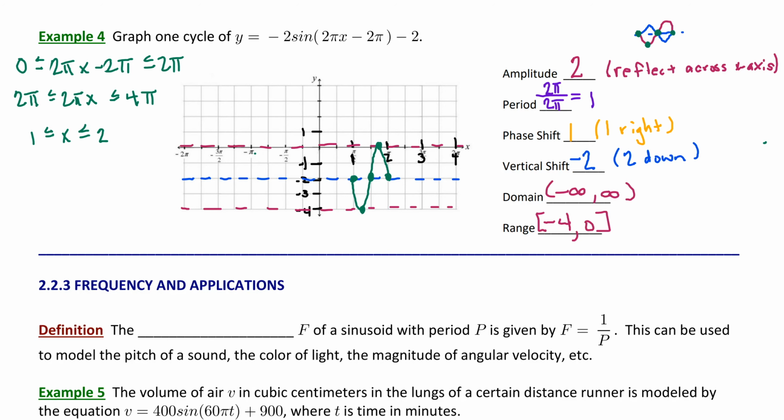Now, let's be diligent and label those points. The rightmost point is location 2, -2. The center point here is located at 1 1/2, or we'll label it 3/2, -2. And the original point, 1, -2. This minimum point, notice it's 1 1/4, or we'll call it 5/4, -4. And this maximum point, 1 3/4, or 7/4 and 0.